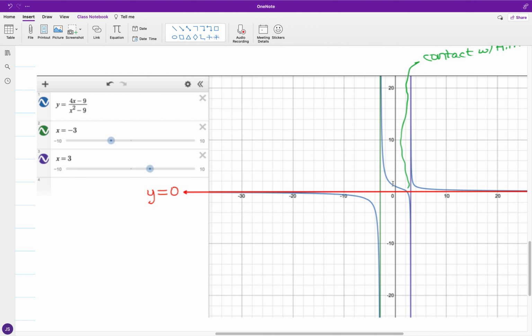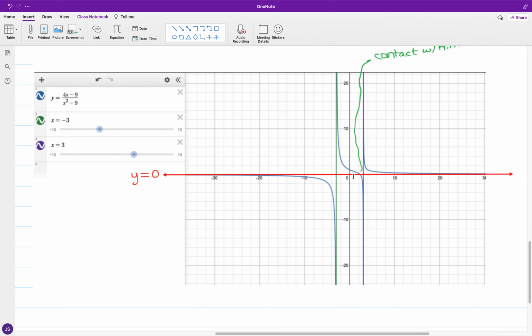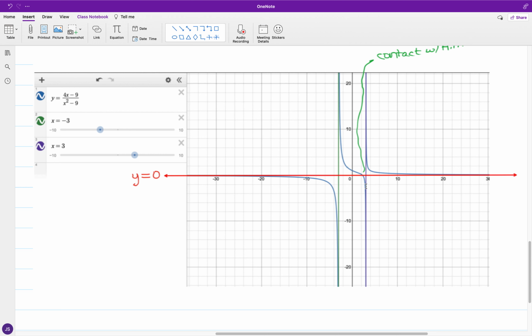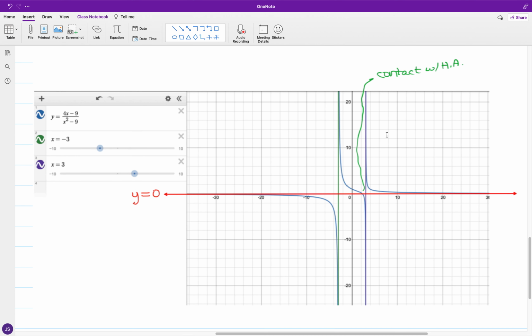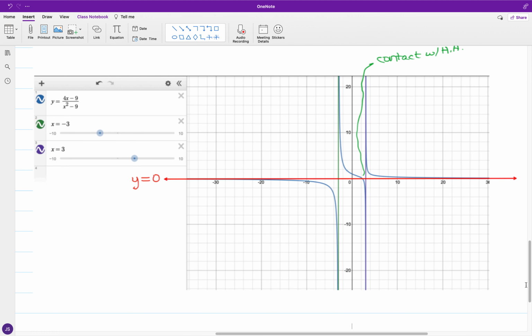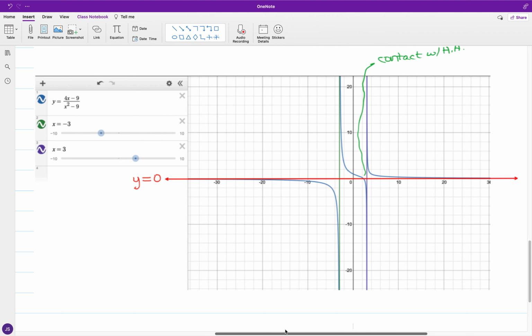If you notice, this section of the rational function does intersect the horizontal asymptote. Just mentioning again, contact with the horizontal asymptote is potentially possible whenever it comes to horizontal and slant asymptotes. But we're not going to have any contact or crossing when it comes to vertical asymptotes. So I just wanted to restate this.